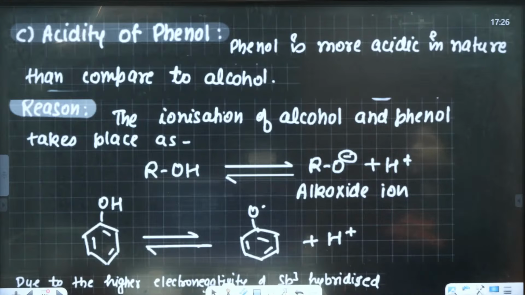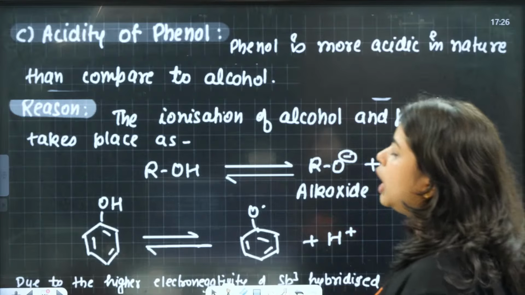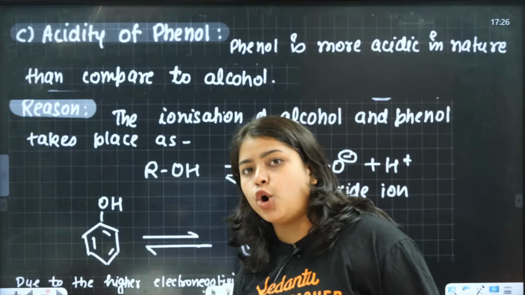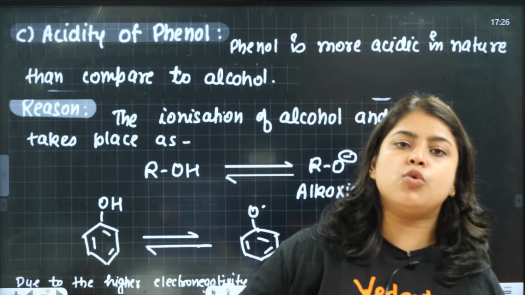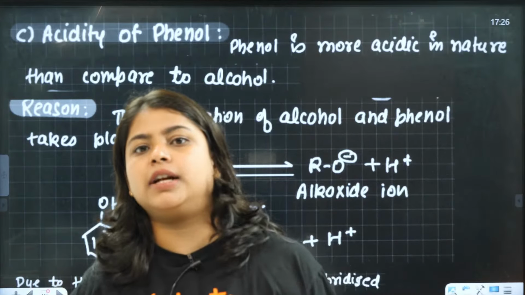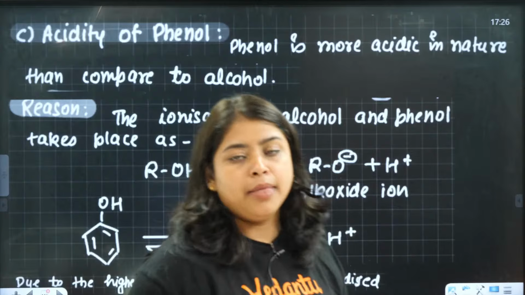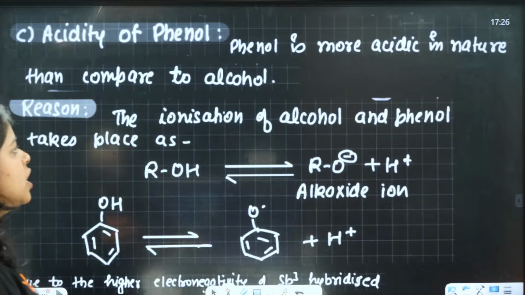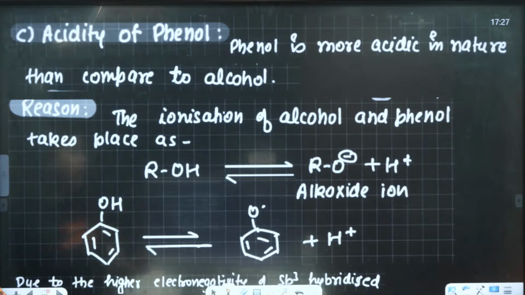In the acidity of phenol, phenol is actually more acidic in nature compared to the alcohol. So compared to the alcohol, phenol is actually more acidic. Means what? First phenol will come, and then the primary, then the secondary, then the tertiary is going to come.